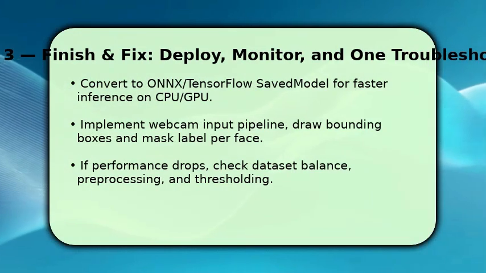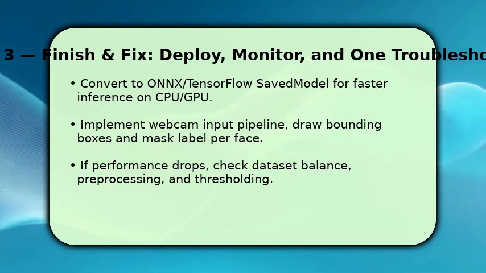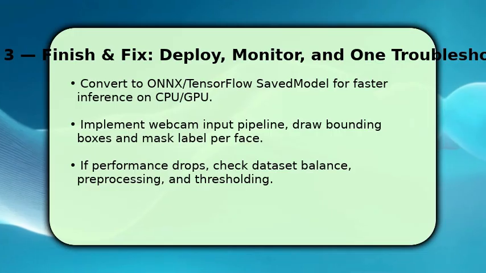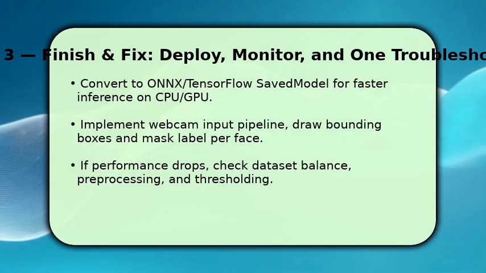Finally, export and deploy your detector. Convert the trained model to ONNX or saved model for optimized inference. Load it with OpenCV DNN or TensorRT for real-time throughput. Implement a webcam pipeline, detect faces, crop, preprocess, run model, then draw bounding boxes and label mask probability on the frame. Make sure to smooth predictions across frames to reduce flicker.